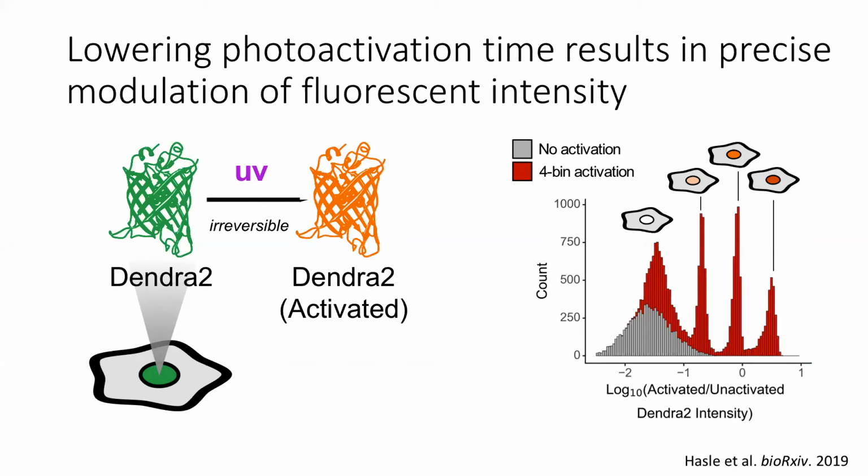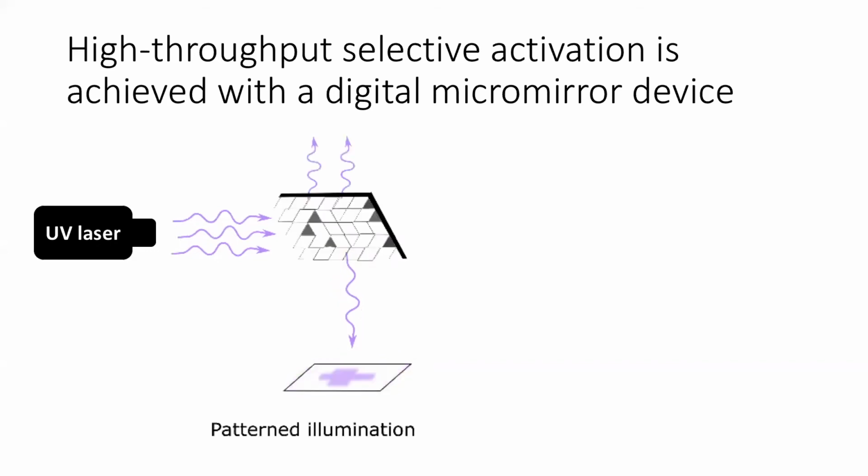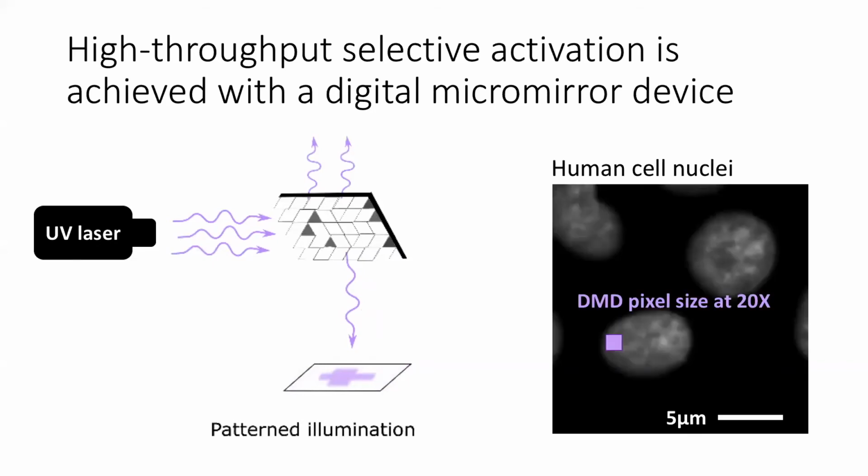And so the question you may be wondering is, that's great, but how do you illuminate these cells specifically in high throughput? And the answer to that is we use what's called a digital micromirror device. This is an array of thousands of small mirrors that can all be switched on or off. If they're all on, then the whole field of view that the microscope is looking at is illuminated with the UV light. But if you turn some of them off, you get patterned illumination. Each one of these mirrors can illuminate a very, very small portion of your cell. These are human nuclei, and it can illuminate inside a single nucleus, which means it's very, very easy to illuminate one of these nuclei without illuminating the other.